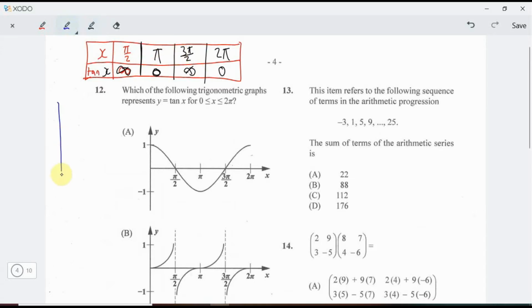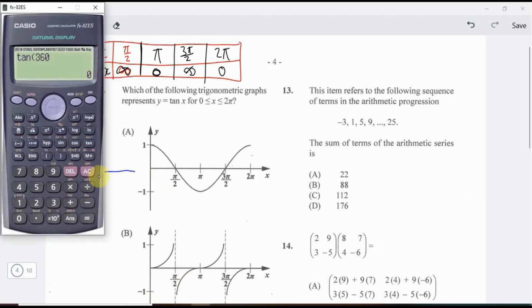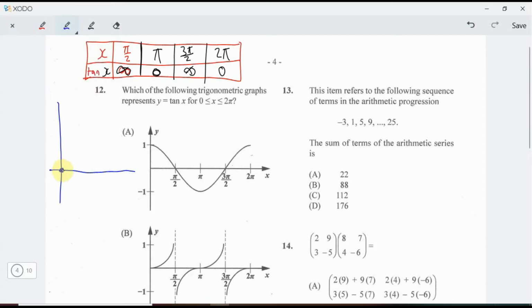So if you just want to create your own little sketch, then see which one is correct. Alright. Oh, we didn't put in 0, right? The tan of 0. Let's put in the tan of 0. Tan of 0 is 0. So nice. So when x equals 0, the y value is 0.